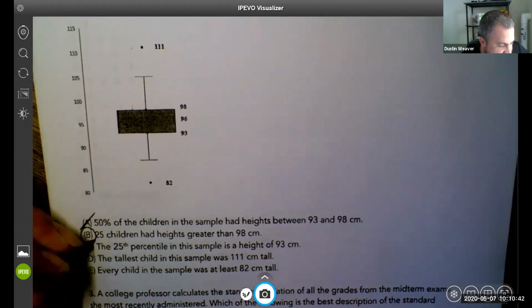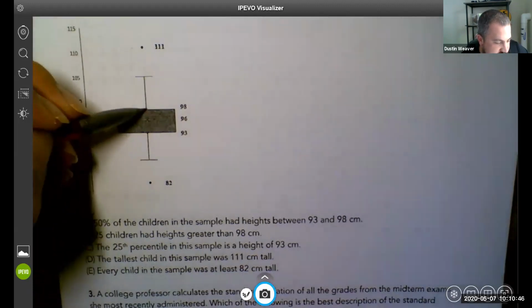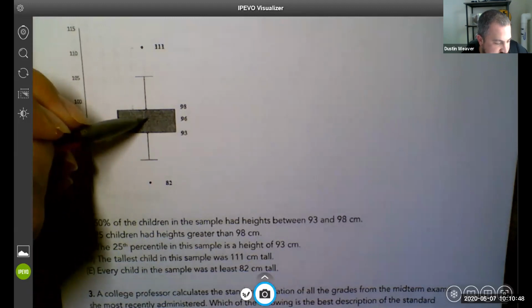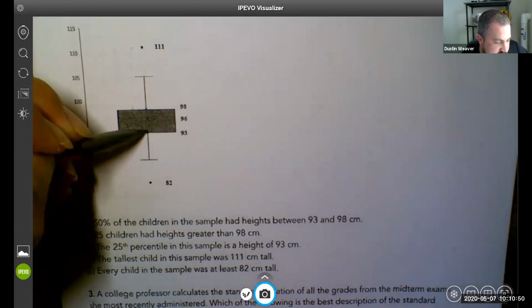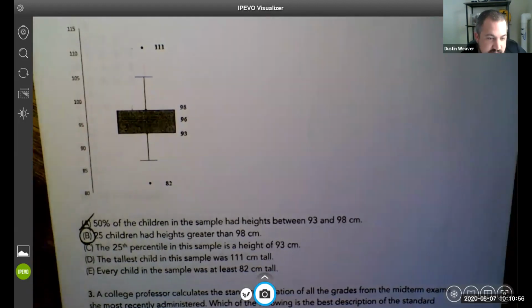So we really should have 50 children in this here. We should have 50 between Q3 and the median. We should have 50 between the median and Q1. And we should have 50 between Q1 and the minimum. So B, 25 children had heights greater than 98 centimeters. 25% of them were greater than 98.